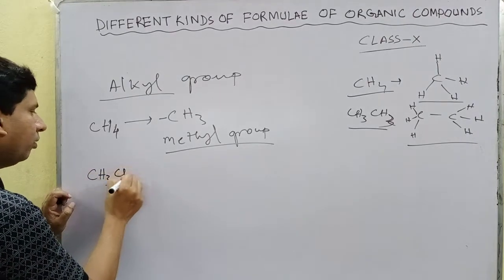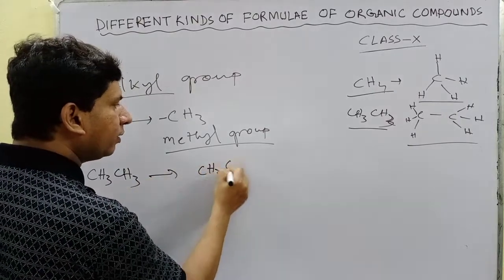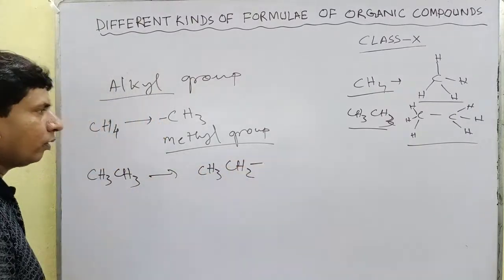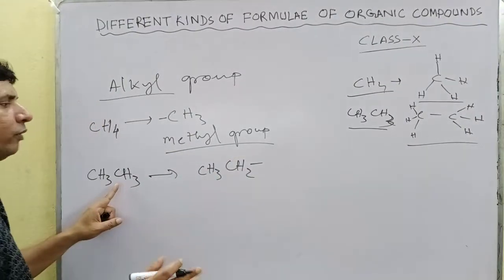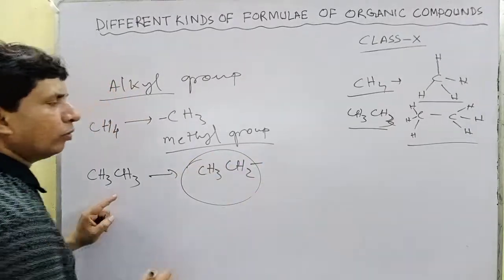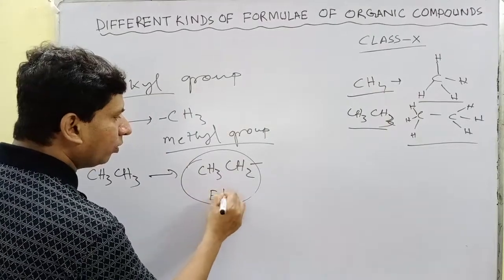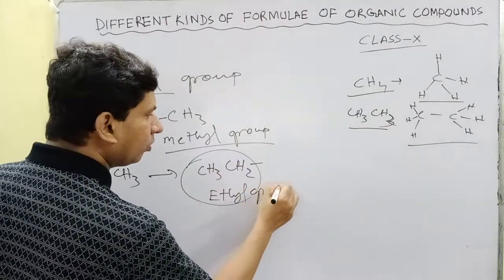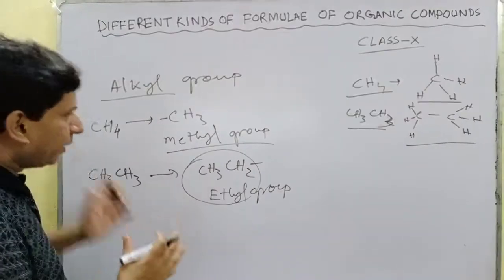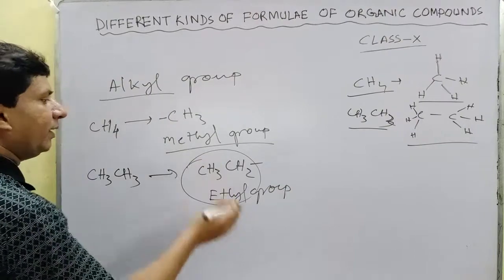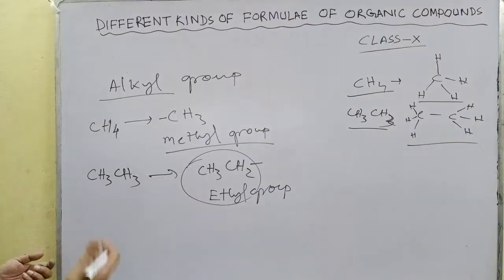Then from ethane we will get the CH3 CH2 group. From this carbon we remove one hydrogen and we get a group with an empty hand. This is known as the ethyl group. These are commonly together known as alkyl groups: methyl, ethyl, propyl, butyl, hexyl, heptyl, all together known as alkyl groups.